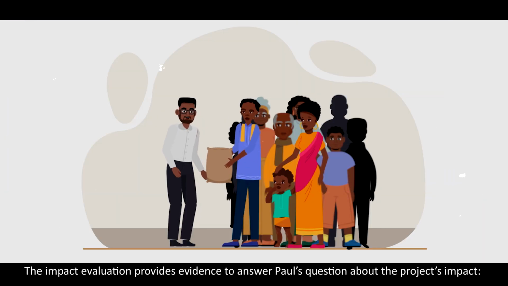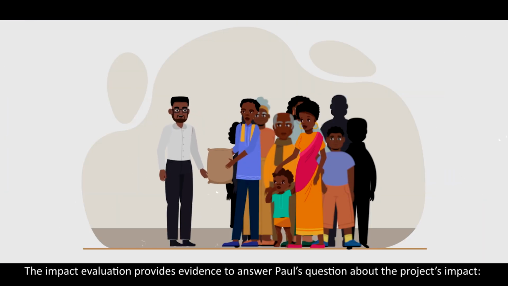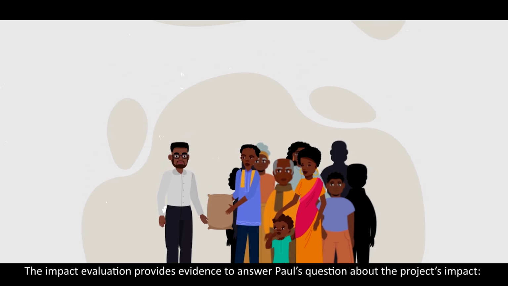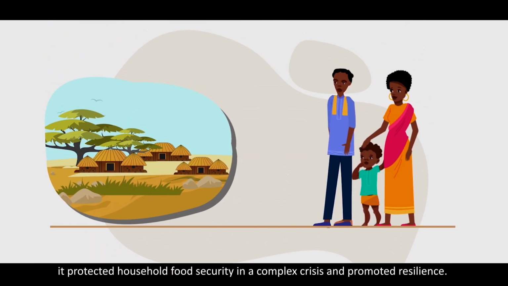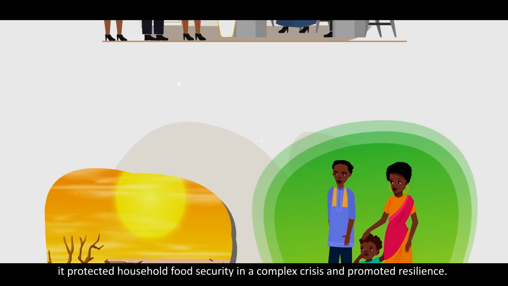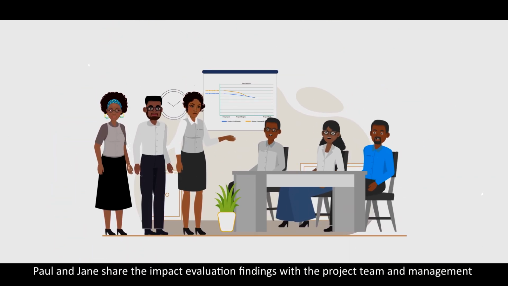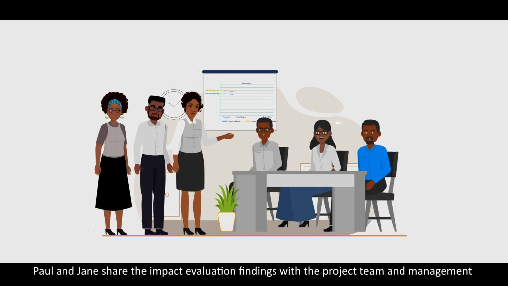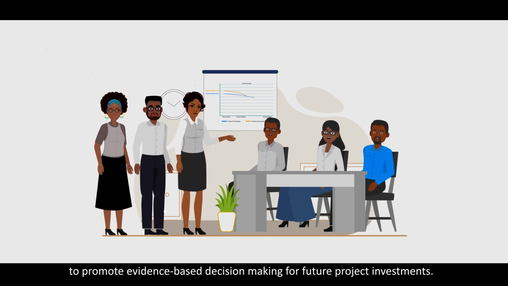The impact evaluation provides evidence to answer Paul's question about the project's impact. It protected household food security in a complex crisis and promoted resilience. Paul and Jane share the impact evaluation findings with the project team and management to promote evidence-based decision-making for future project investments.